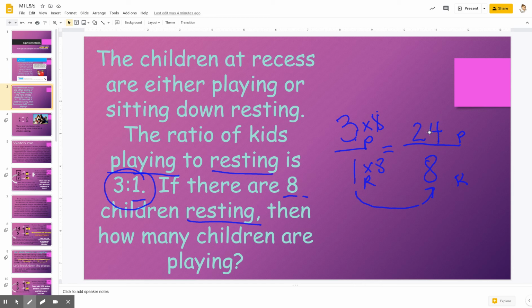Now, if I'm looking, since this is a P, that means 24 are playing. Lucky for us, the question asked how many children are playing. So we can say 24 are playing.